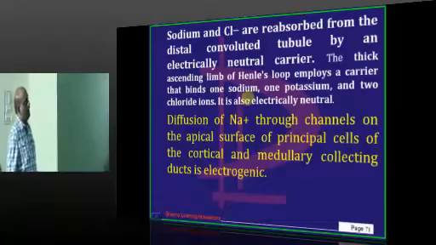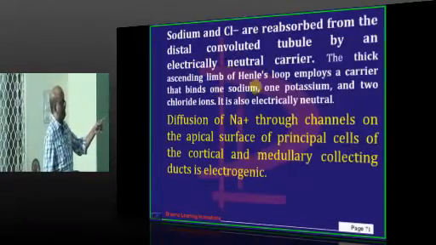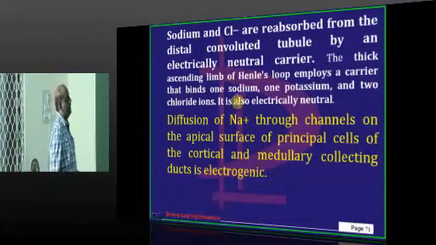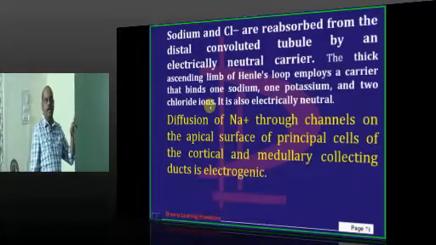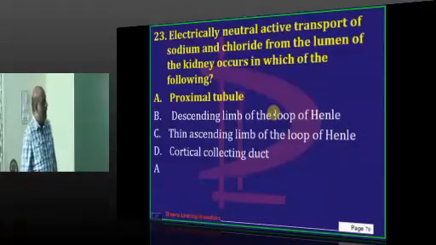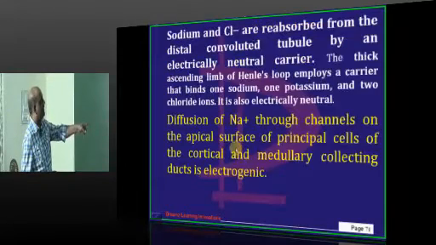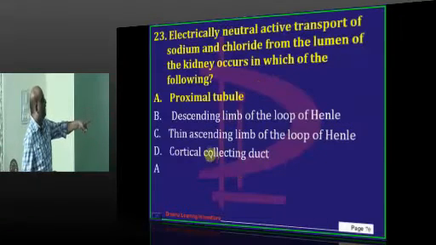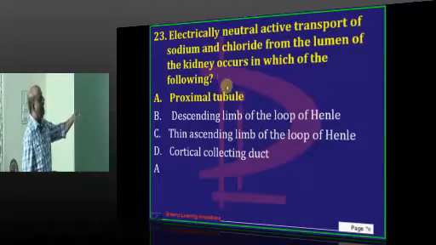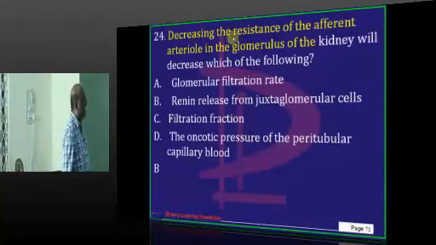Then how about the ascending limb of the loop of Henle? In this also 1 sodium, 1 potassium and 2 chlorides will travel. Hence it is also electrically neutral. But we don't have the ascending limb given among the options, is it? The thick ascending, that is, not the thin ascending. So the thick ascending also has electrically neutral transfer of sodium and chloride, is what needs to be remembered.